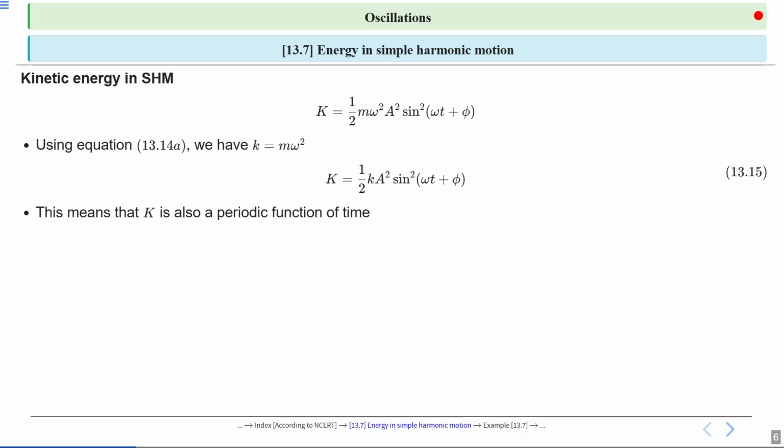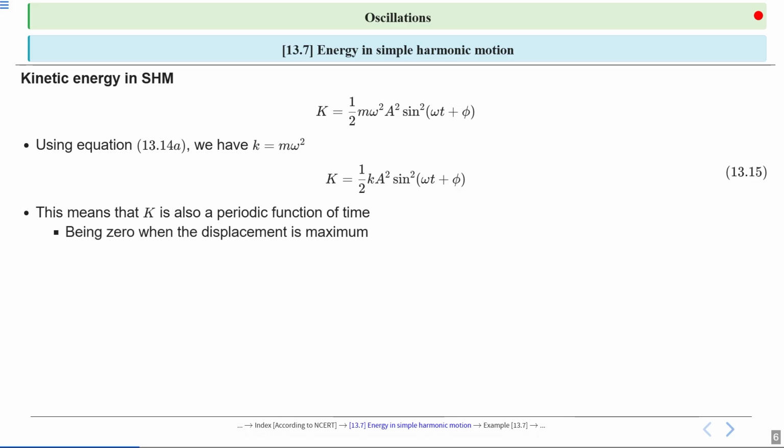This means that capital K is also a periodic function of time. That means it repeats in a regular pattern as the object oscillates back and forth. The value of K changes smoothly as the particle moves through its cycle, just like the motion itself.